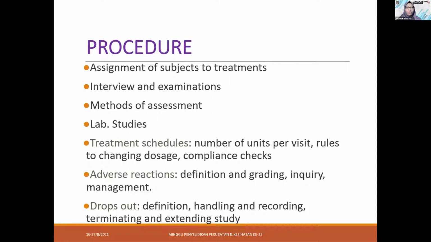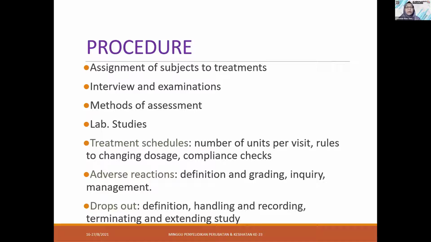In fact, one of our procedures in the intervention is looking at adverse reactions. We need to have a definition of the adverse reaction, grade them, then inquire about and manage them well. This is very important in terms of ethics. So we need to manage the adverse reaction or side effect of the treatment that we give to the patient, especially to the case.